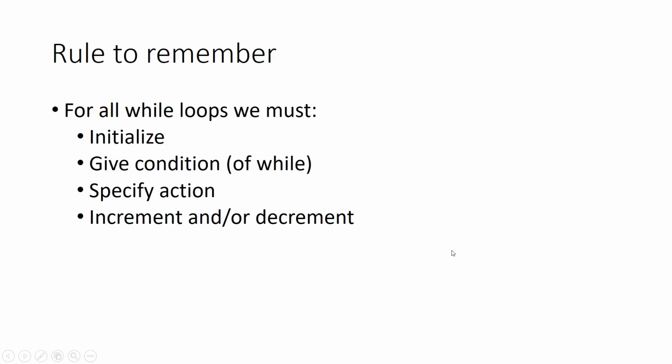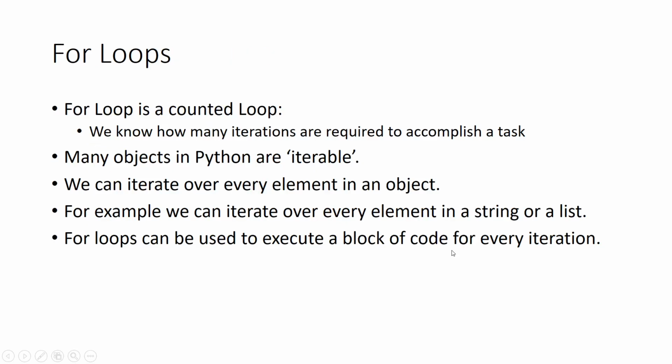Some of the rules to remember for any kind of loop, and this is taken from the lecture on while loops, is that we must initialize, give a condition, specify action, increment or decrement. Now the way we will be handling this in for loops is slightly different, but all these rules should be kept in mind whenever you're writing a loop.